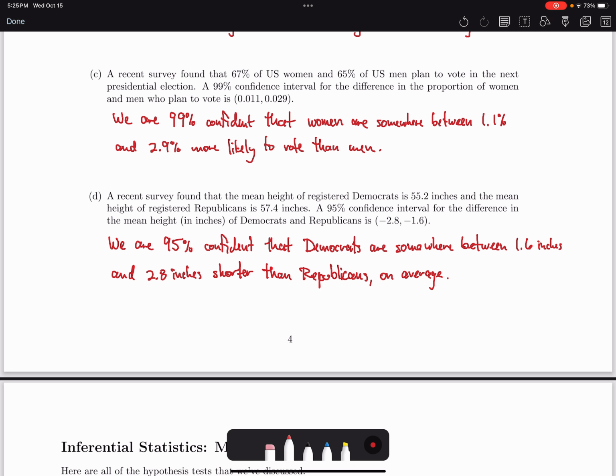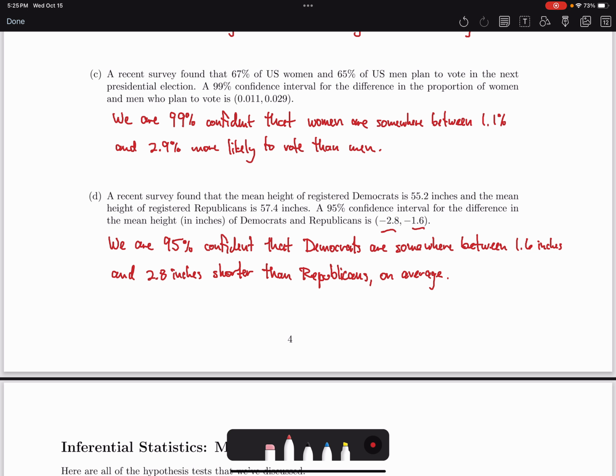So here's one possible interpretation. You could say something like, we are 95% confident that Democrats are somewhere between 1.6 inches and 2.8 inches shorter than Republicans on average. That one might seem a little bit tricky because I'm reversing the order of the confidence interval here, but that's because I'm talking about them being shorter. I could change the perspective and say something like, we're 95% confident that Republicans are somewhere between 1.6 inches and 2.8 inches taller than Democrats on average.